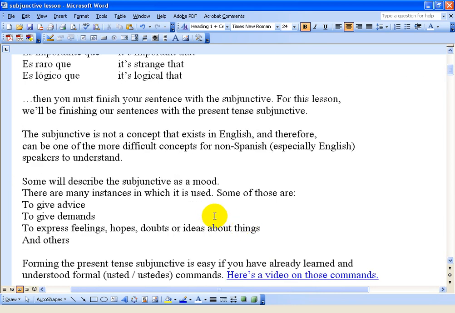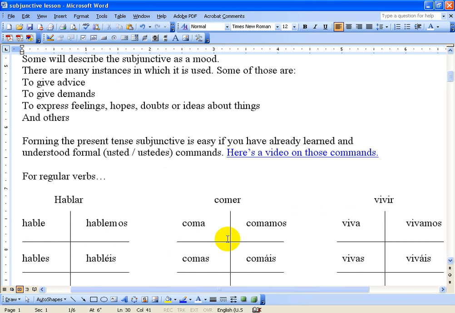So what we're going to do here is look at the subjunctive, and just really quick to tell you what it is. Some people will call it a mood, which isn't very helpful, but once you learn when it's used, then it doesn't really matter what people call it, just as long as you know the rules as to when to use it. So some of the instances in which we're going to use the subjunctive are to give advice, to give demands, to express feelings, hopes, doubts, ideas about things and others. For now, we're going to be expressing opinions, really, ideas, with these impersonal expressions.